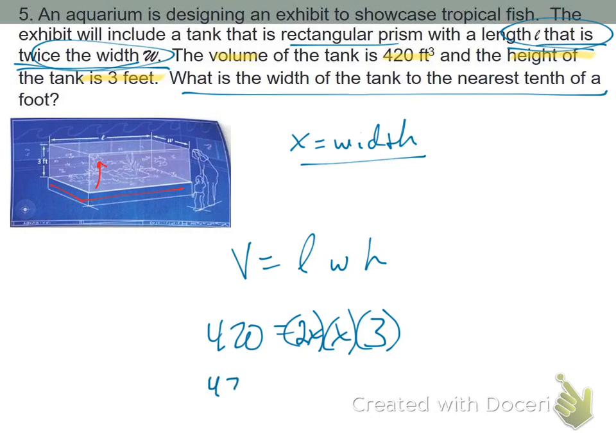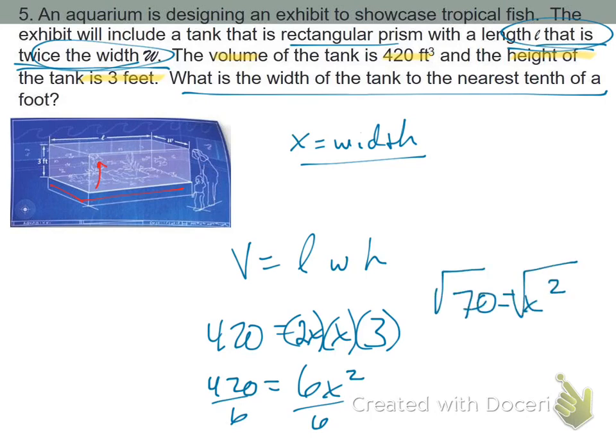Go ahead and simplify the right side by multiplying everything out. 2x times 3x will get you 6x squared. And now that we have an x squared and we do not have an x to the first term, just get the x squared by itself. And then you can square root the x squared to get x. And so you have the square root of 70. The square root of 70 is going to be about 8.4. So 8.4 and negative 8.4.